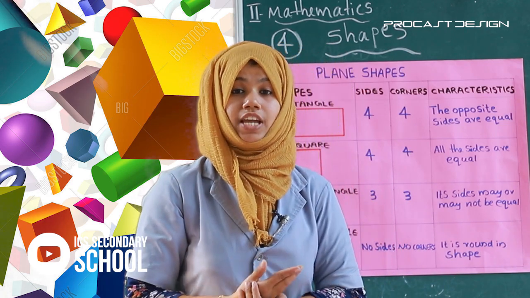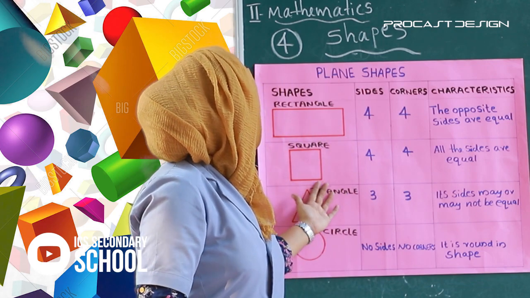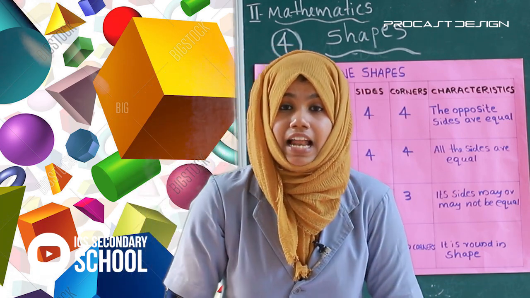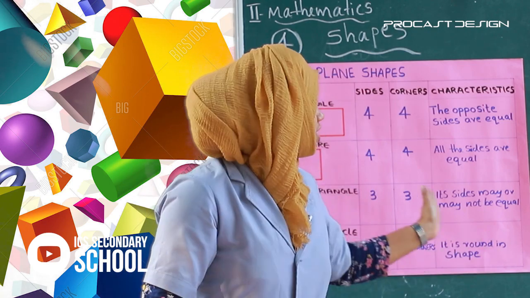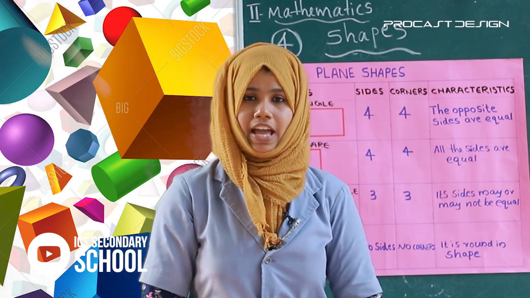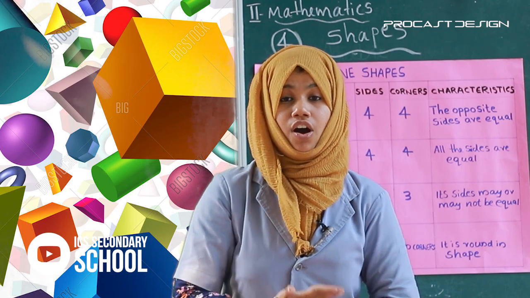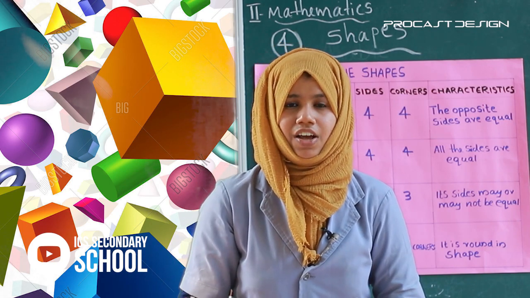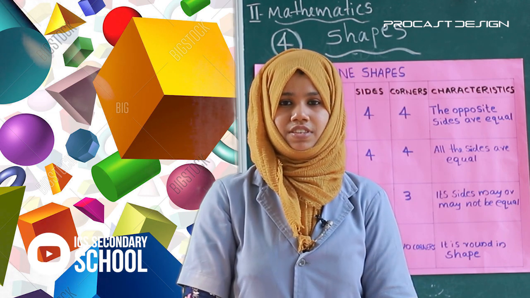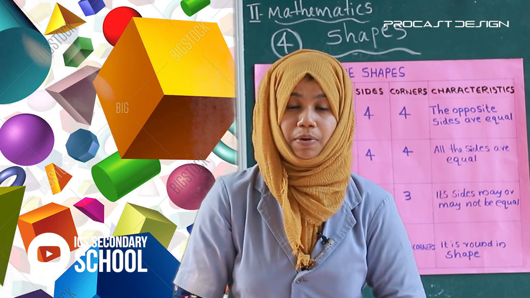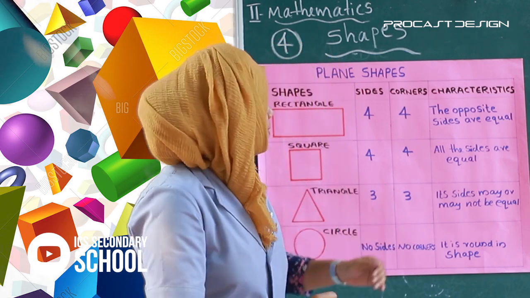What are the plane shapes? Yes, the rectangle, square, triangle and circle. I think you have understood the plane shapes, their sides, their corners, everything. Is it clear? Next we are going to learn about the solid shapes.